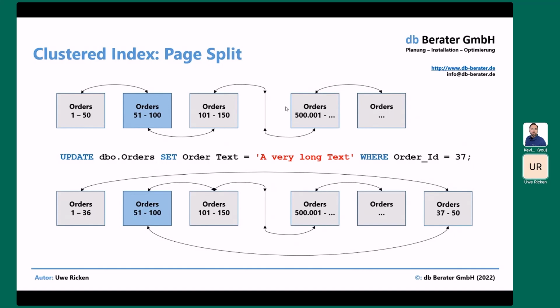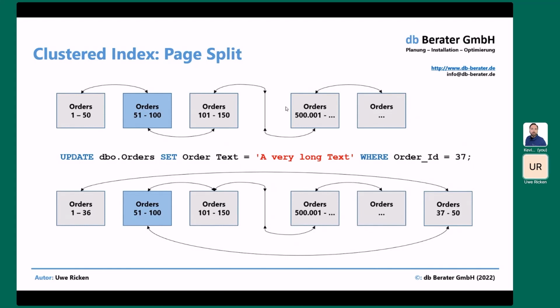It's exactly the same as what we have with forwarded records. We read the orders from 1 to 36. Then it stops. We go to the end of the table, read 37 to 50, and then we go back to the orders. The only difference between a heap and a clustered index is that in a clustered index, a data page will not be read twice. That is the difference. But all the other drawbacks of splits and forwarded records are exactly the same here.